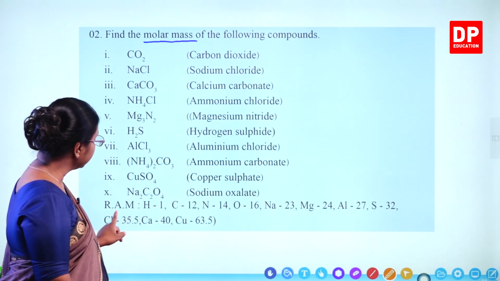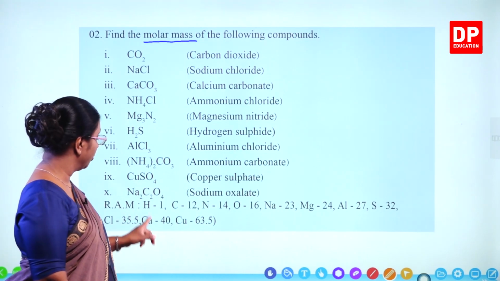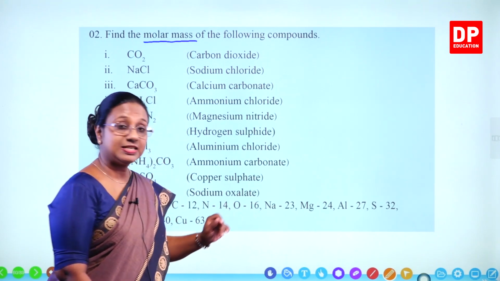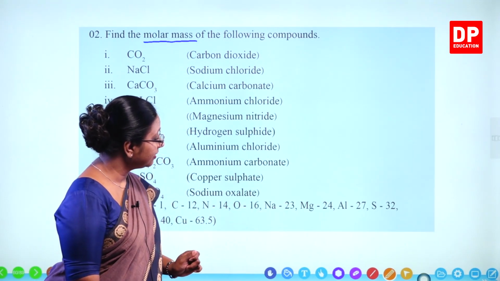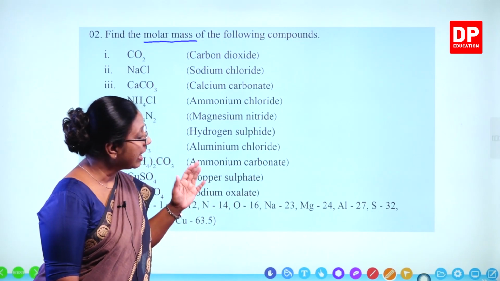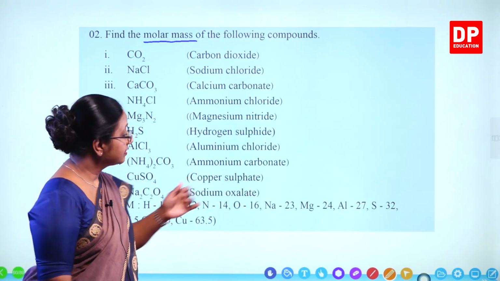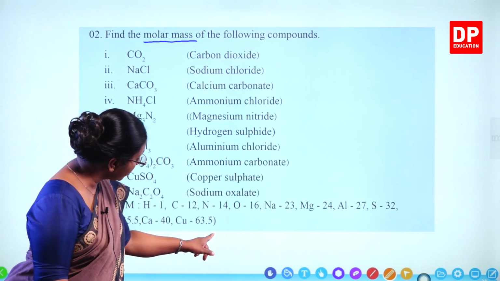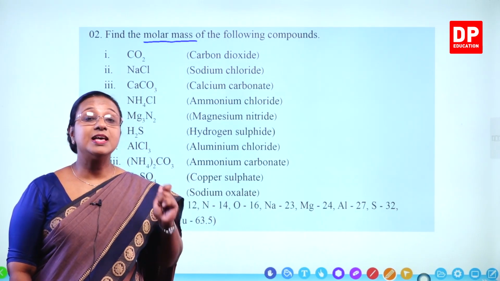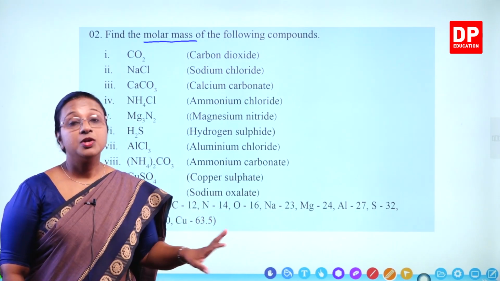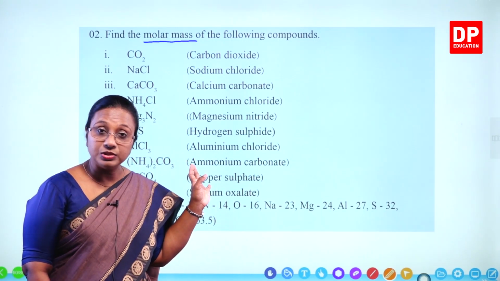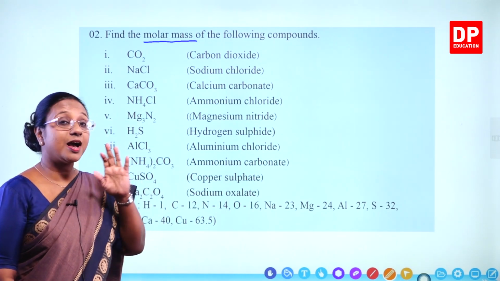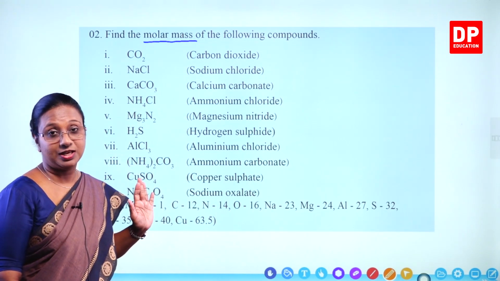And here again the relative atomic masses are given to you. Hydrogen 1, carbon 12, nitrogen 14, oxygen 16, sodium 23, magnesium 24, aluminium 27, sulfur 32, chlorine 35.5, calcium 40, and copper is given to you as 63.5. So use these values to do the calculation. I will start with the first one. I am sure you have already done the calculations.